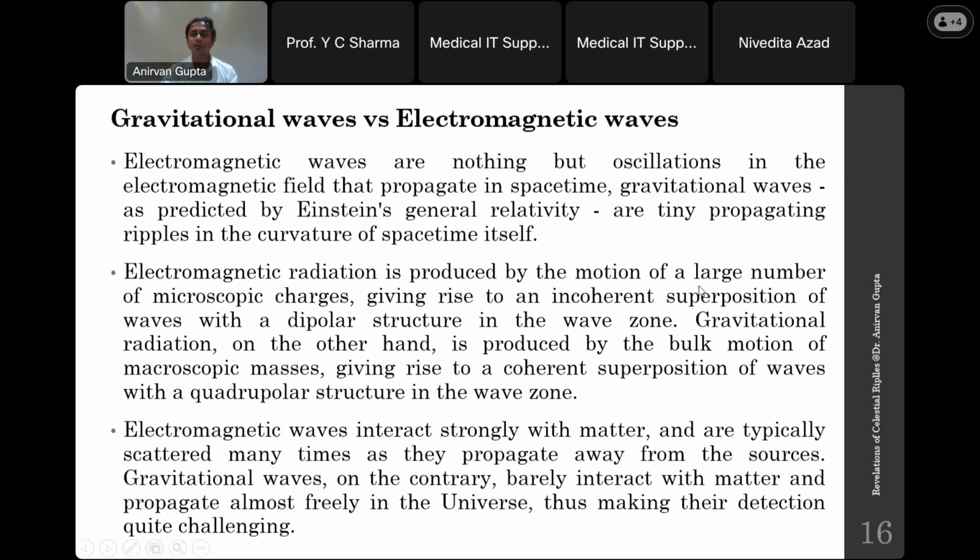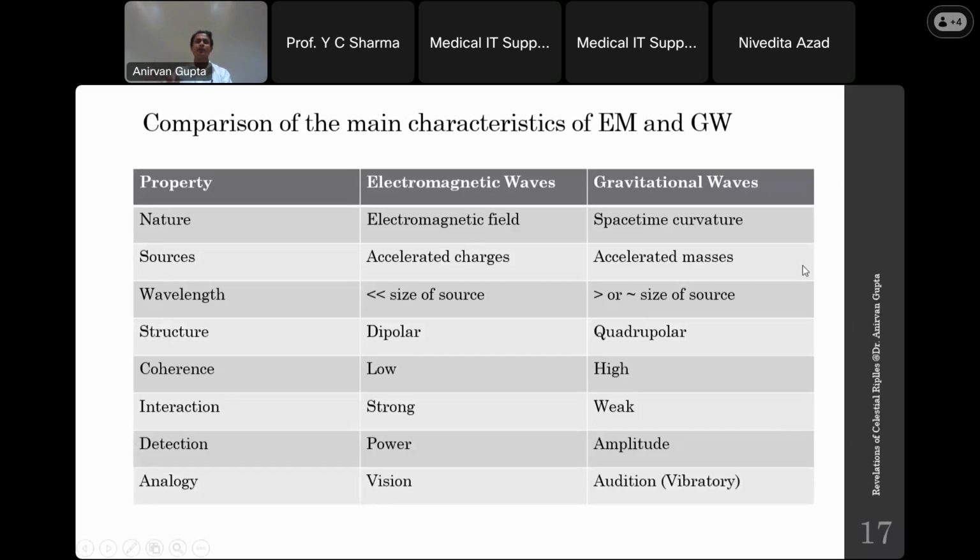So if I tabulate this comparison of electromagnetic waves with gravitational waves: the nature of electromagnetic waves is generally given in terms of the electromagnetic field, and the nature of gravitational waves in terms of space-time curvature. The sources for electromagnetic waves are generally accelerated charges. For gravitational waves, they are huge bulk masses moving with very high acceleration. The wavelength of electromagnetic waves is very small compared to the size of the source, and in gravitational waves, the wavelengths are generally greater than the size of the sources, or at least comparable.